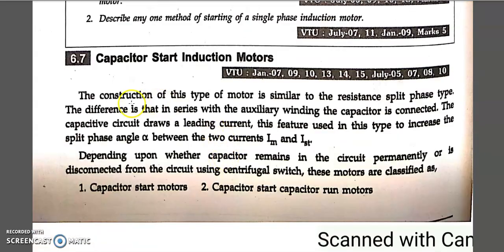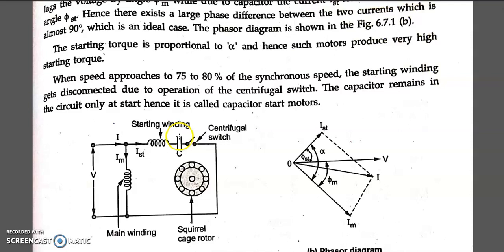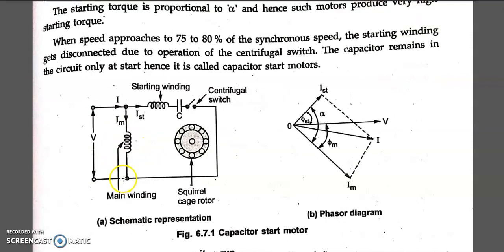Now we can see the capacitor start induction motor. Again, we have two types of motor here. One is the capacitor start motor, and one is the capacitor start capacitor run motor. So we shall see capacitor start motors first. You can see it is the same as the split phase induction motor. The only thing we are doing is adding a capacitor in series with the starting winding. And also we have a centrifugal switch.